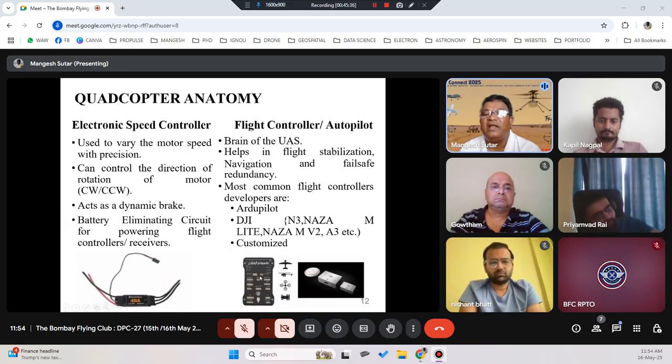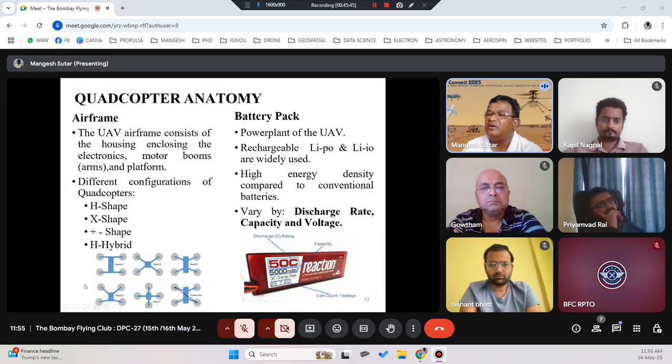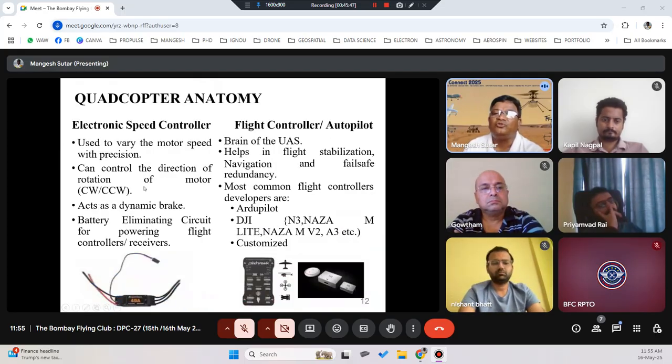Then, along with the flight controller, you use some additional sensors or controllers also. So there could be a GPS, there could be control units also like the IMU. We'll see that in subsequent slides.